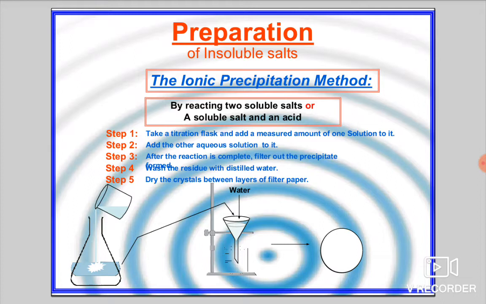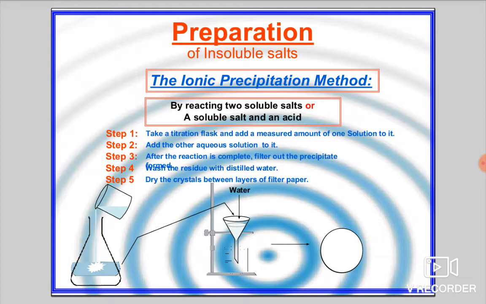It is done by reacting two soluble salts or a soluble salt and an acid. So in this we can take two soluble salts, or a soluble salt and an acid. The thing which is compulsory is a soluble salt.